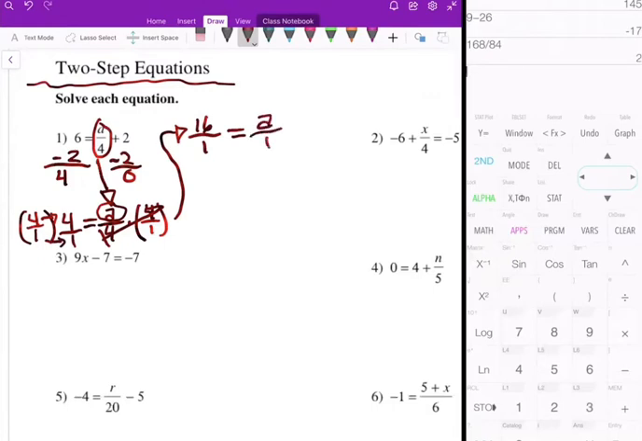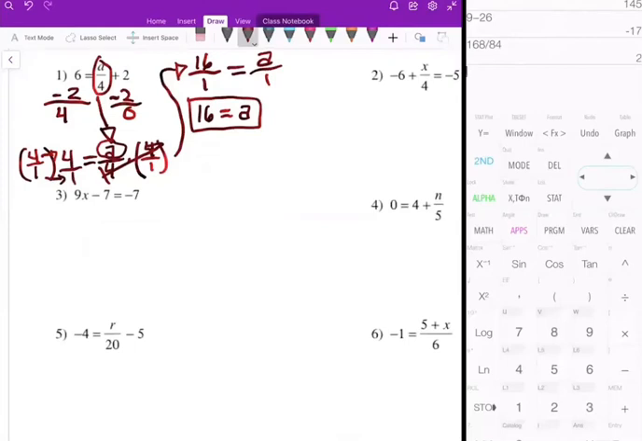What's 16 divided by 1? It's just 16. A divided by 1 is just A. Here is my answer, 16. Okay, that's how you do that one. Now, number 3.